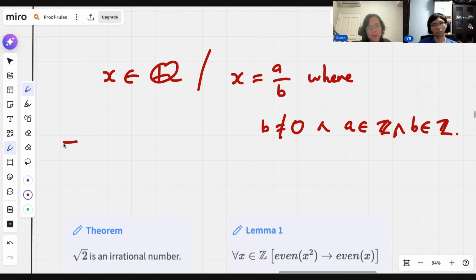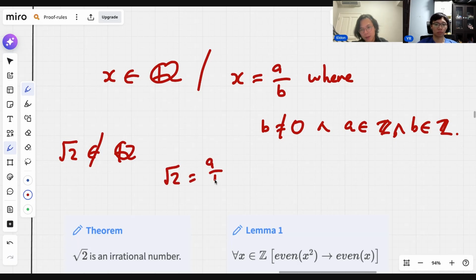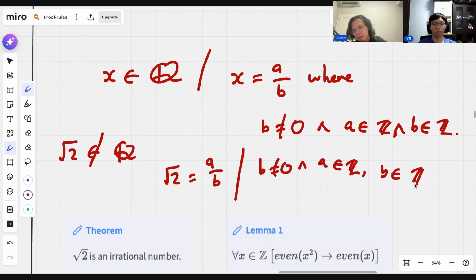So to claim the square root of 2 is an irrational number is to claim that square root of 2 is not in the set Q. In other words, it should be impossible for us to write square root of 2 as a divided by b, where b is non-zero and a is an integer and b is an integer. Like this is not possible. The entire thing is not possible. Does that make sense?